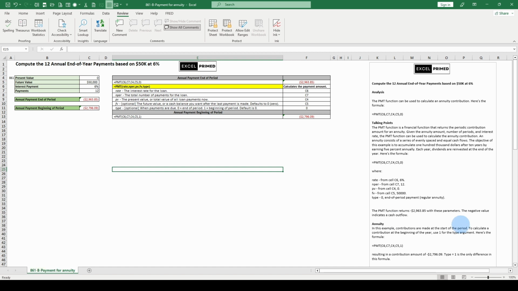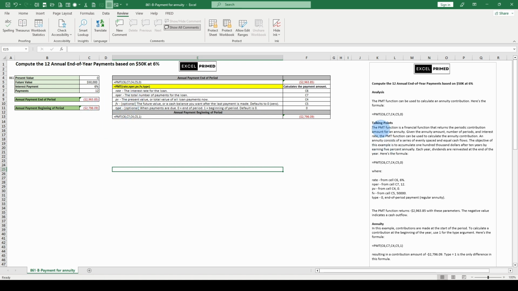What are annuities? An annuity is an investment vehicle that pays periodic contributions from a pool of money. So, for example, you put money into an insurance company, and they guarantee an annuity for the rest of your life. They have calculated, based on some given parameters, a set amount of money over a period of time.